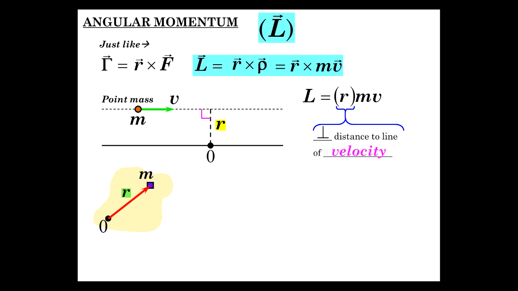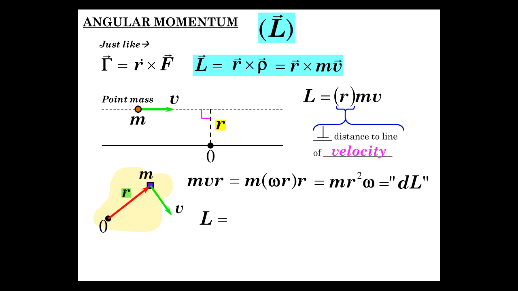All right, now I'm showing an extended body here, rotating about point O, and here's a point mass m, radius r, and then v, the velocity, is perpendicular to r. It's a rigid body. And mvr, v and r perpendicular again, is m, v is omega r, times r is mr squared omega. Let's consider that dL, differential angular momentum. The reason I can do that is because even though I didn't explicitly express this as dm, this particular ith particle making up this extended body can be considered a differential mass.